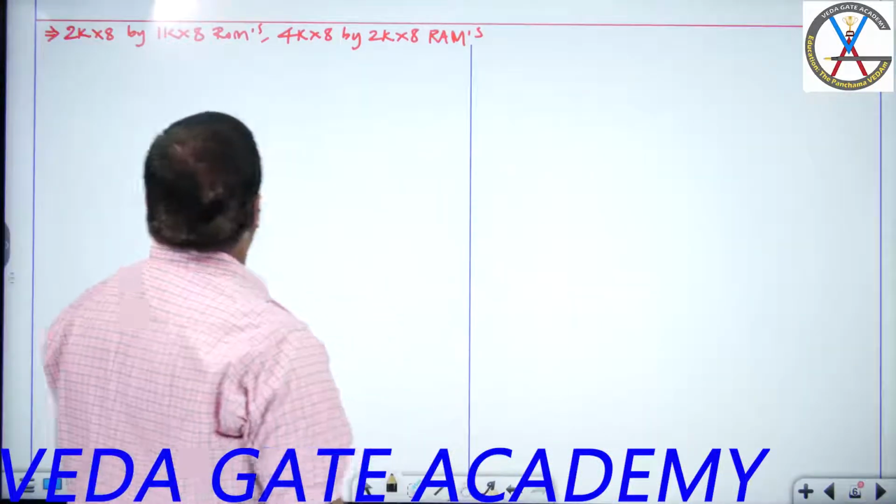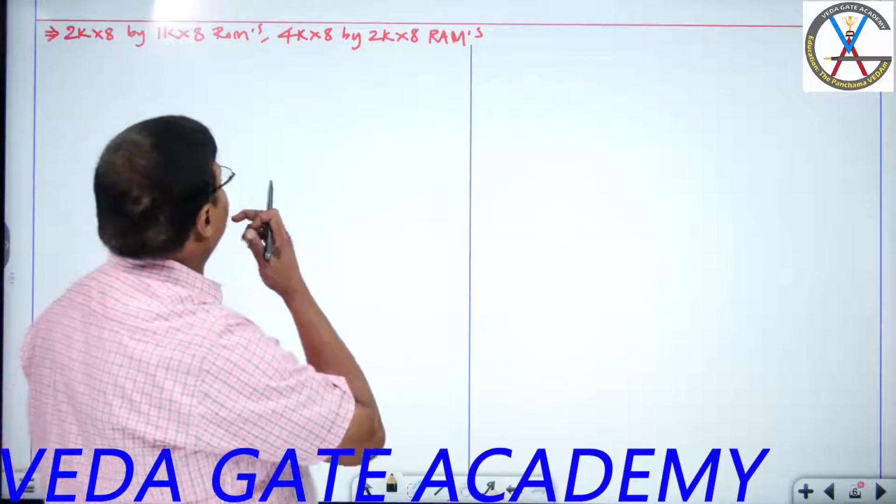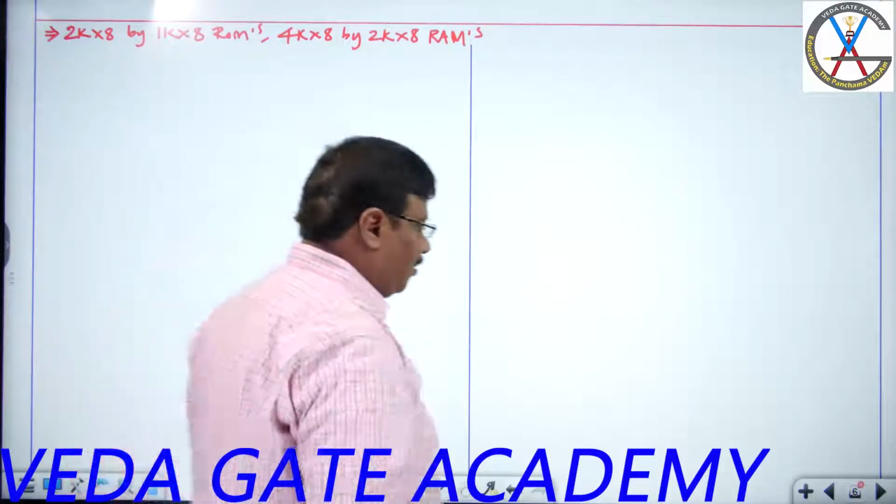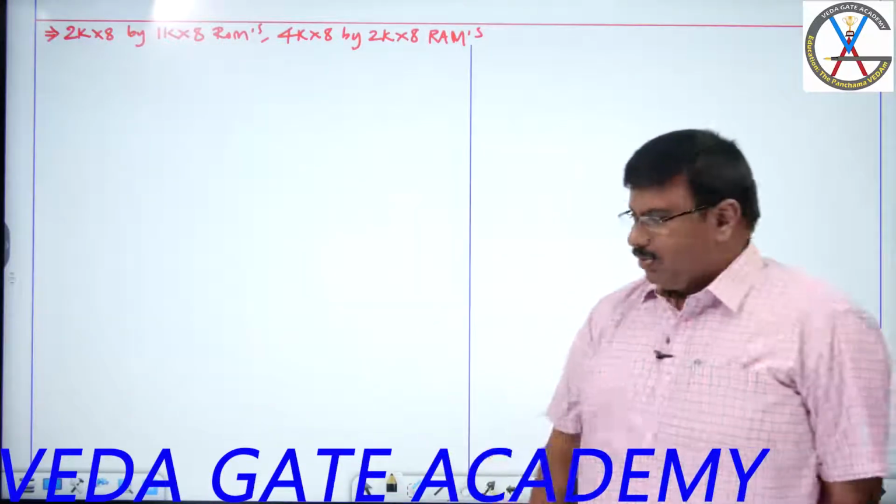Yes, please. 2K into 8 by 1K into 8 ROMs, or 4K into 8 by... Yeah, the same problem. Let's draw the diagram. Step number 4.